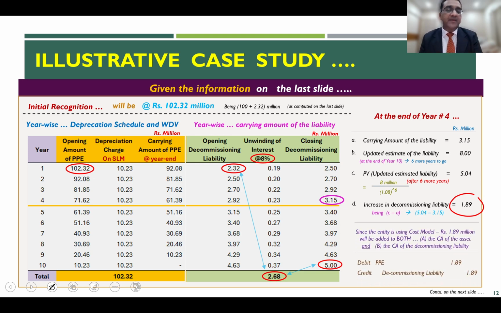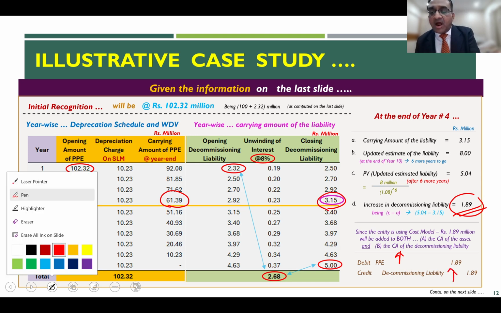What will you do? Because you are adding the cost, using the cost model, what the cost model says in the guidance which we have seen in the previous slide, it says the increase or decrease will be added to the carrying amount of the asset. So this 61.39 will be increased by 1.89 and this liability will be increased by 1.89.